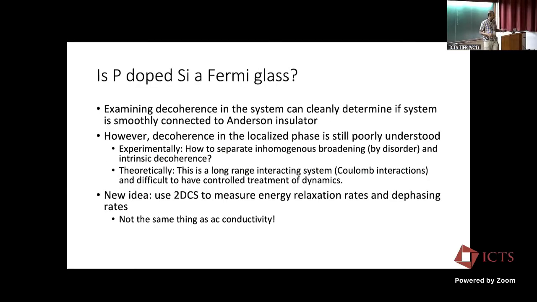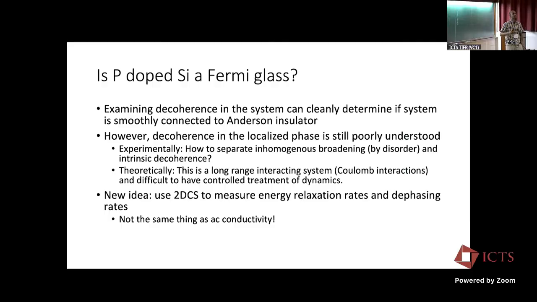So the idea is to probe relaxation rates of the Mott dipoles in the insulating phase of phosphorus doped silicon using 2D coherent spectroscopy. And at this point, I really want to emphasize that the relaxation rates of the Mott dipoles are not the same thing as AC conductivity. So we will be asking, you have a Mott dipole at frequency omega, how does its relaxation rate depend on omega? This is not the same thing as AC conductivity.